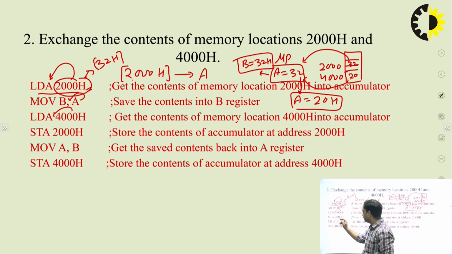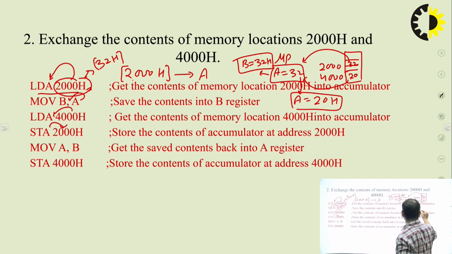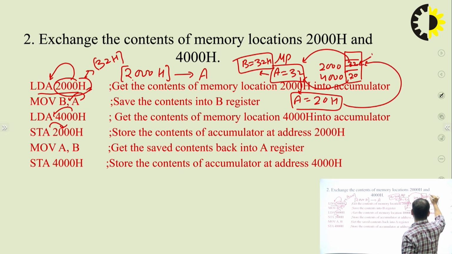Then STA 2000 means the content of the accumulator will move into this memory location. So this content of A will move into this memory location. Now this one will carry the 20.